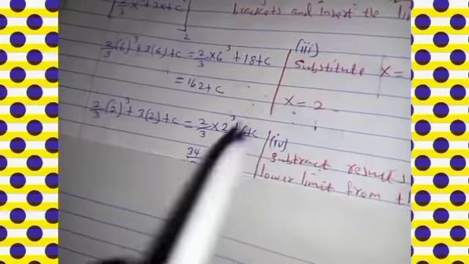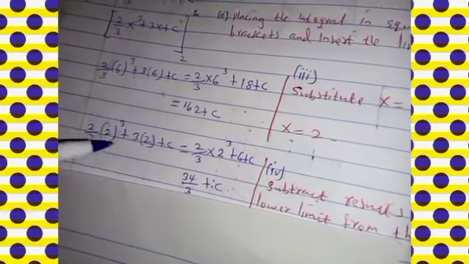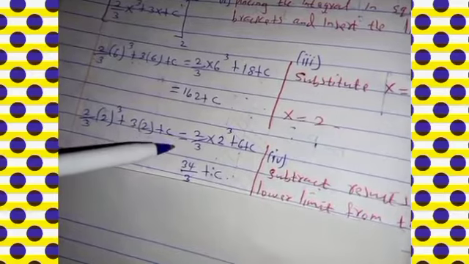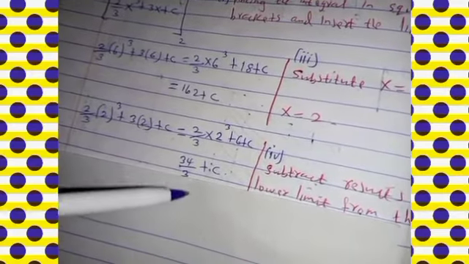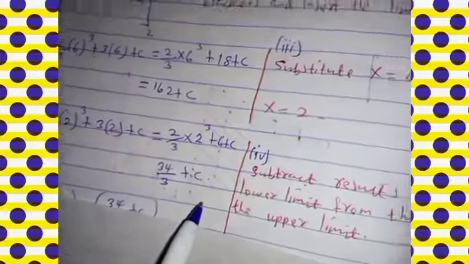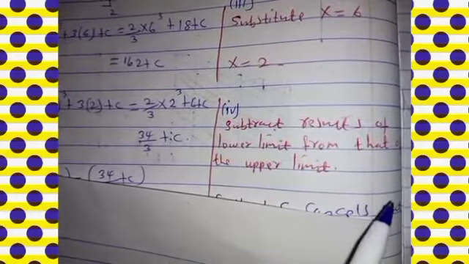The other part is substituting x is equal to 2 there. Where you have x, you write 2 there. So 2 over 3 x cubed plus 3 times 2 plus c. You simplify and you are going to get 4 over 3 plus c. Then from there, you subtract the result of the lower limit from that of the upper limit.